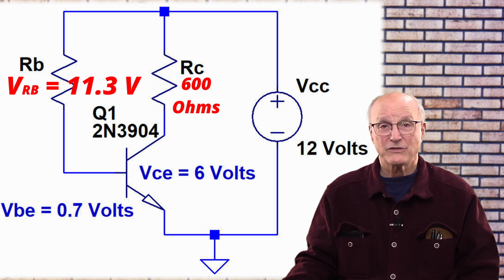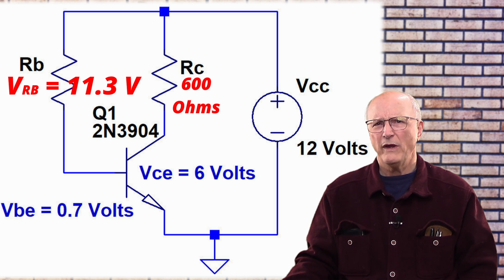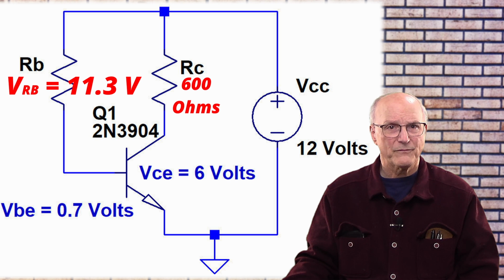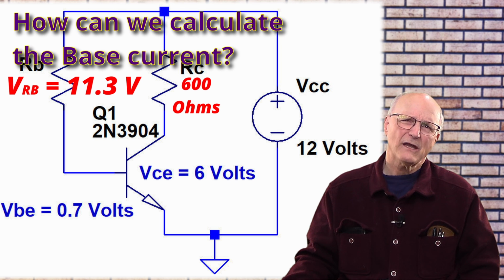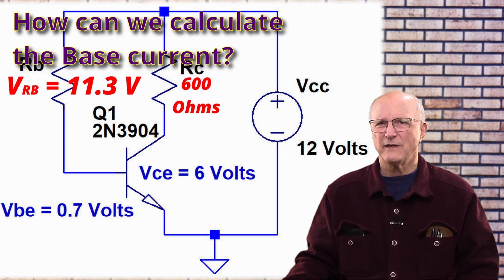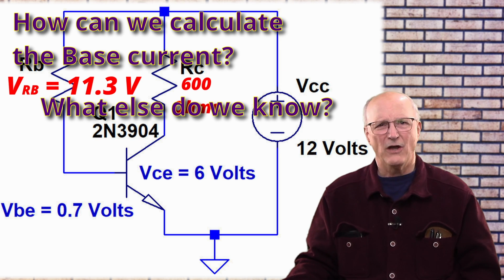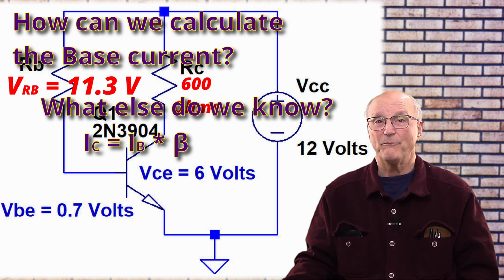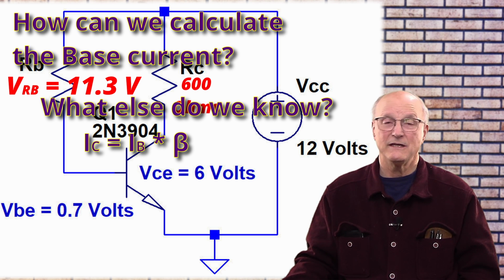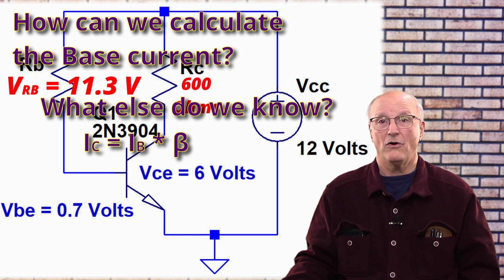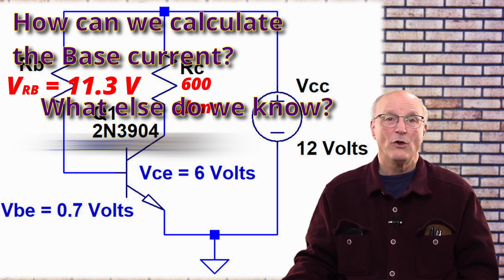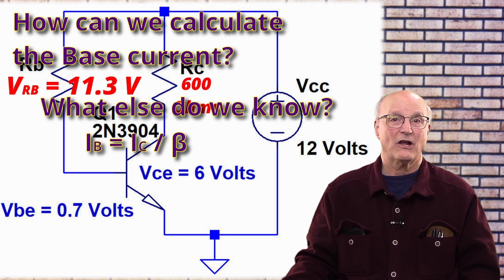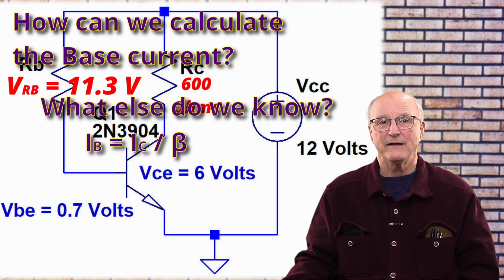Now that we know the voltage across the base resistor, we need to determine the current through it. So we ask, how can we figure out what the base current is? What else do we know? Well, we know that collector current is equal to the base current times beta, the DC current gain of the transistor. If we divide both sides by beta to get the base current all alone on one side, we get the base current is equal to the collector current divided by beta.